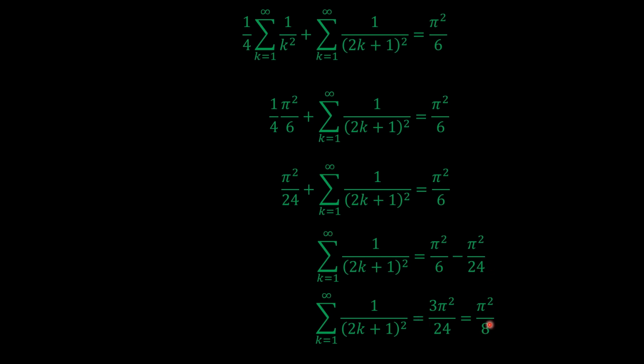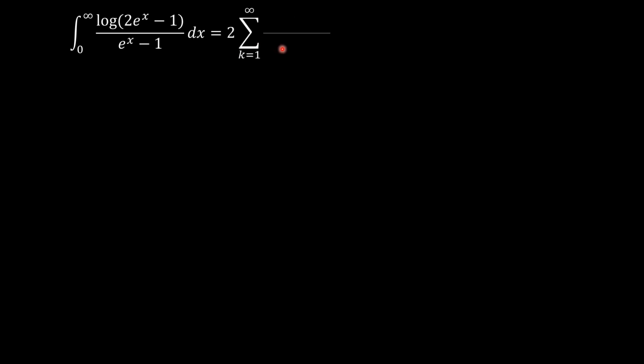Right? So we know that our integral is twice the summation of the odd terms, 1 over (2k plus 1) squared, and so we plug pi squared over 8 in place of this sum, and that means that our answer is pi squared over 4. And that is the answer that was provided.